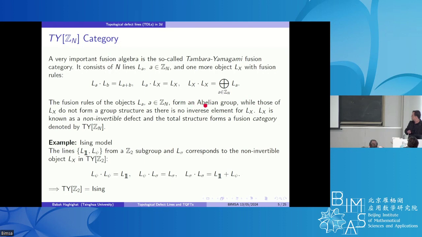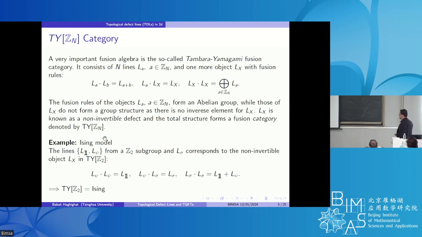And these objects, as I said, form an abelian group. These Lx's do not form a group structure, because there is no inverse element. If it were a group, there would be some Lx inverse, which you could multiply from the right or from the left such that you get back the identity. But it is non-invertible in the sense that you get the sum of these guys. So this basically defines the structure of this category.